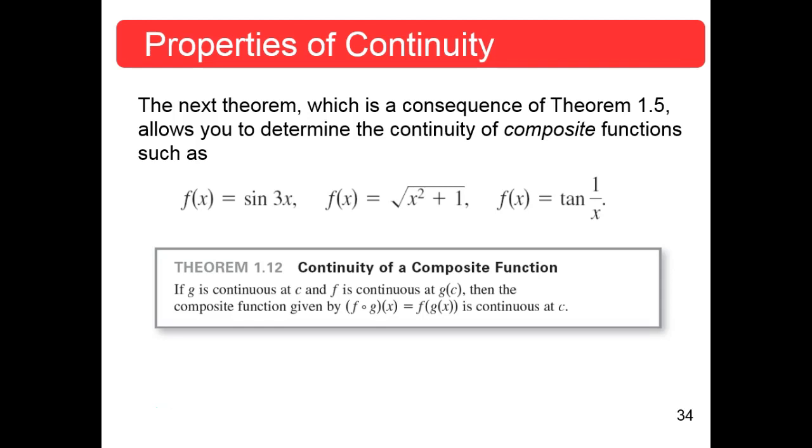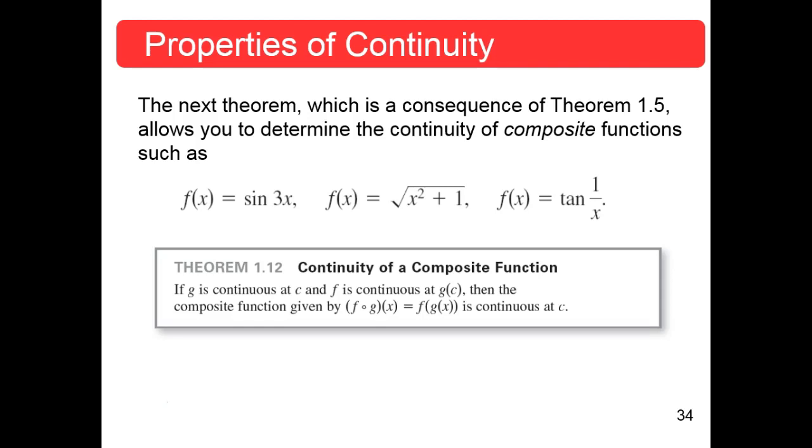So here's theorem 112, continuity of a composite function. If g of x is continuous at c, g of x usually being the innermost function, and f of x is continuous at g of c, then the composite function given by f composed with g is continuous at c. By the way, you remember that notation too. That center circle is not multiplication, it's composition. Here's how that's defined: f of g of x. You take g of x first, the inner function, and whatever its output is, you take f of that output. That's f of g of x.